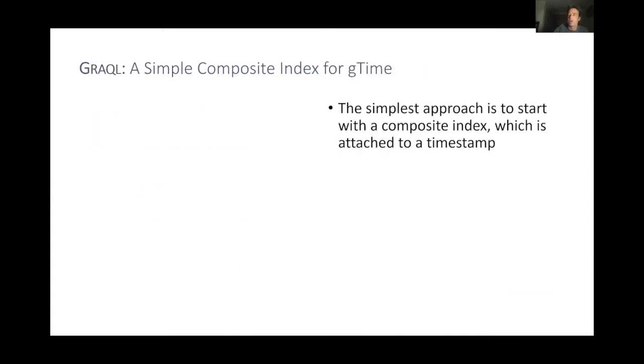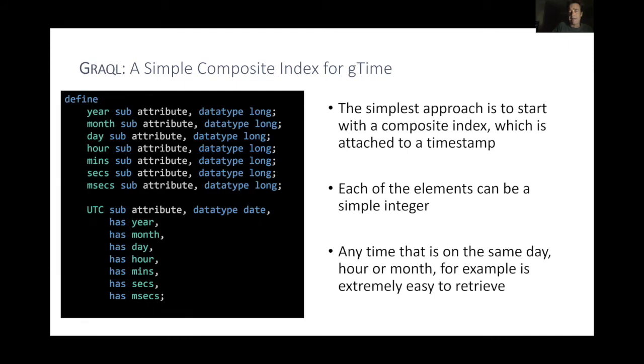So let's have a quick look at how we might do that. The simplest way would be to attach it to a timestamp and use integers. That makes it super easy to retrieve hours or days. In this simple example, I've defined a series of attributes, and you'll notice that they're all integers. Then I define an attribute that holds the date time string, which has a year, a month, a day, an hour, a minute, a second, and a millisecond.